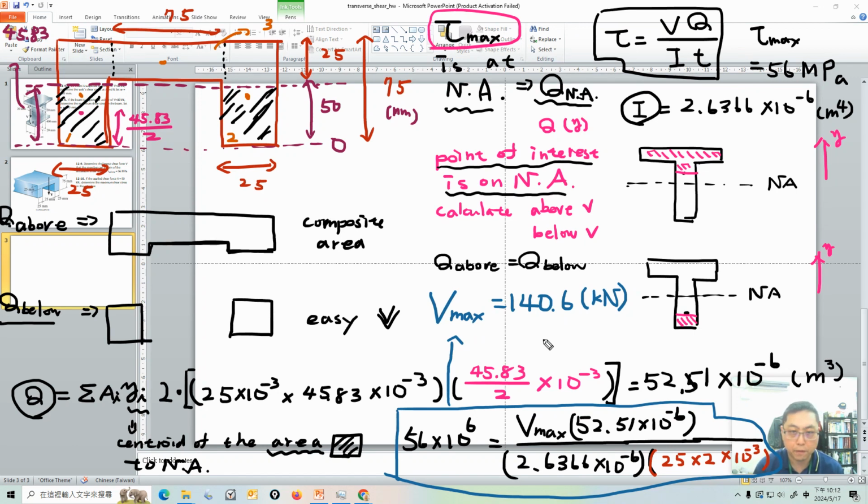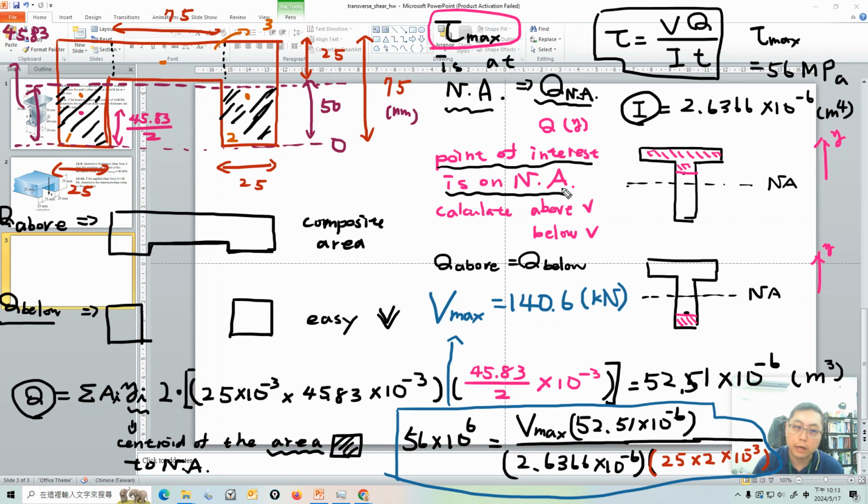Actually, this problem, I won't say it's hard, but we have to calculate the I, and also calculate Q, and also determine the thickness. It combines everything together, so it becomes kind of difficult, especially you need to understand how to calculate Q. The problem is Q, because right now our point of interest is on the neutral axis.